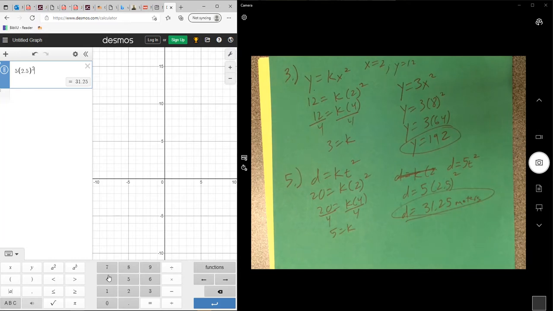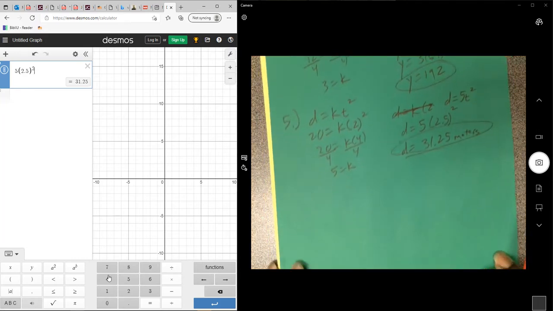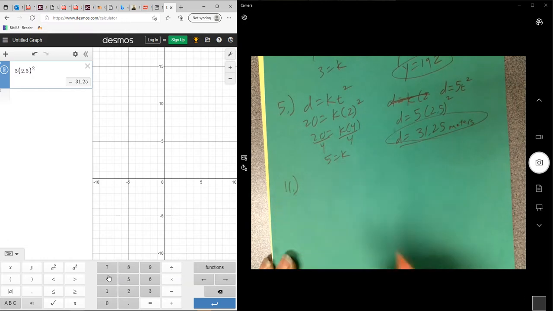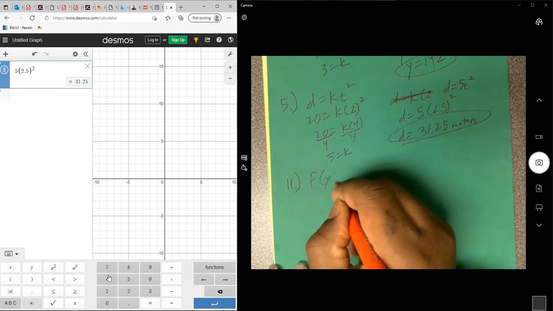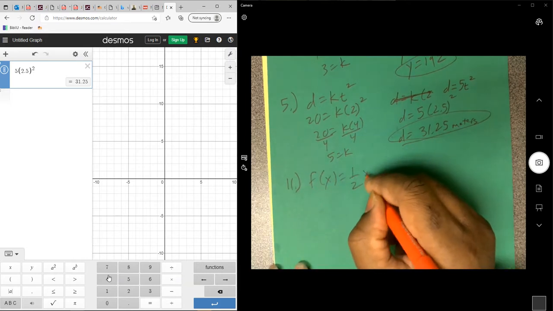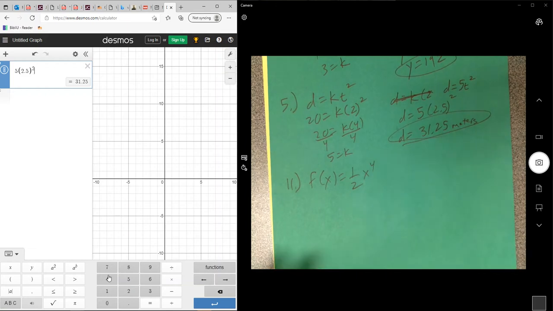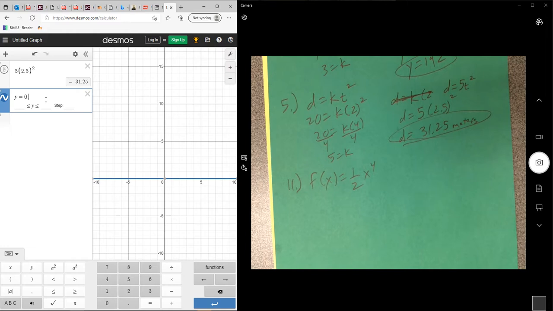All right, the next problem we're going to do is problem number 11. Problem 11, it says determine the x interval over which the function f of x is equal to 1/2 x to the fourth is increasing. So let's put this in our Desmos calculator. We could put y is equal to, now 1/2 we know is 0.5, so we could type in 0.5, and then x, and then we want to take that to the fourth power.